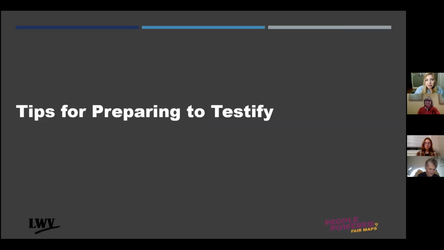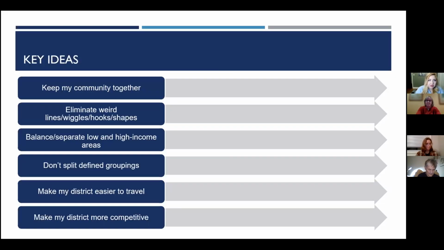So now I have some tips for preparing your testimony. Again, key ideas: keeping communities together, eliminating weird lines, wiggles, hooks, or shapes, separating low and high income areas, not splitting defined groups, making my district easier to travel, and making my district more competitive, which I realize is kind of an abstract thing. Well, my district's always blue. So how am I going to make my blue district competitive?